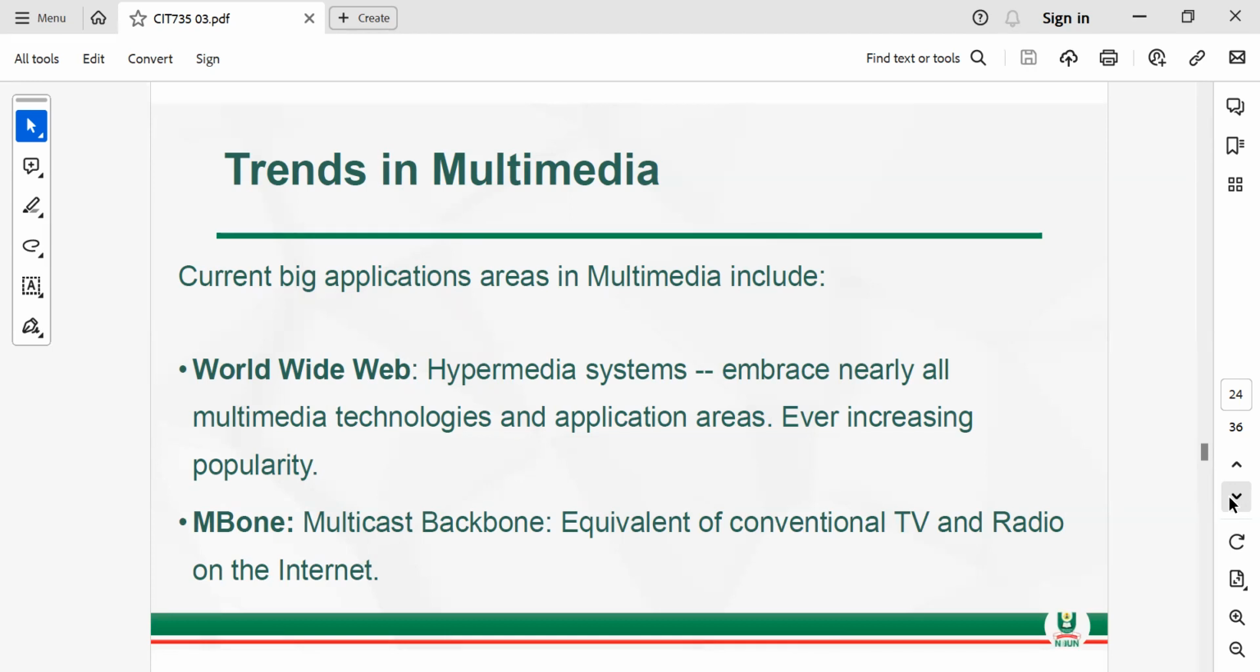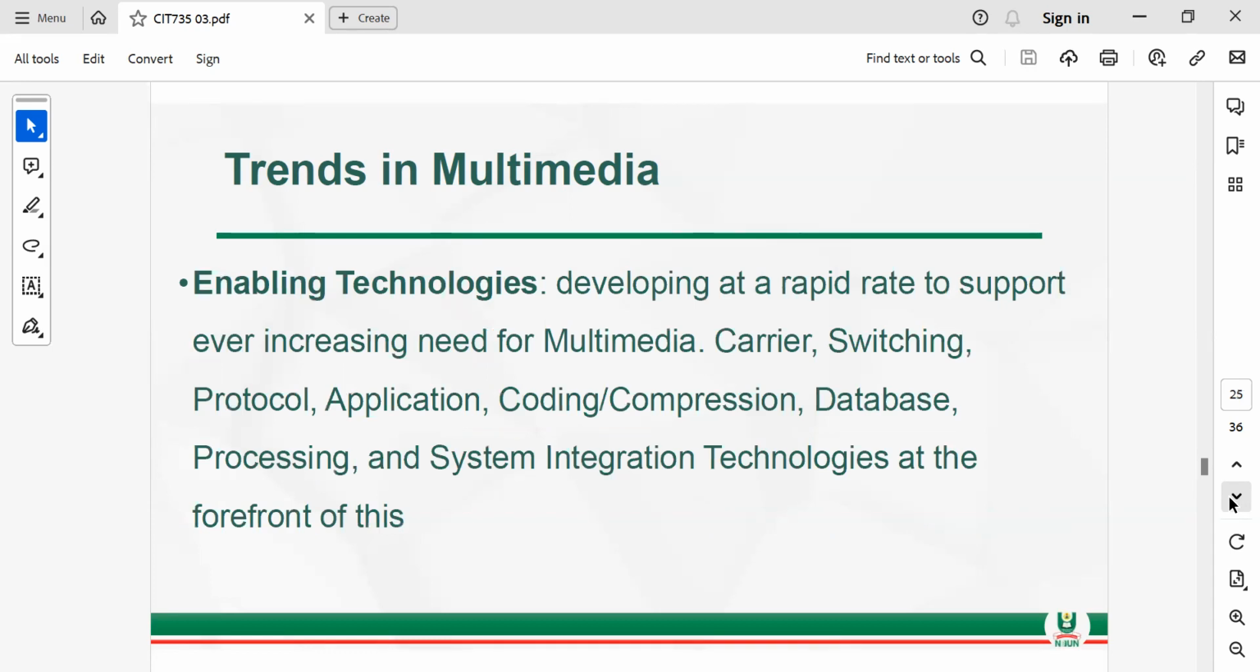Then you have the multicast backbone called M-bone, equivalent of conventional TV and radio on the internet. Most of us are not aware that even on the internet, we have television and radio, especially when you are using, what do you call it now? Your smart television. The multicast backbone is there that helps to drive radio and TV services on the internet.